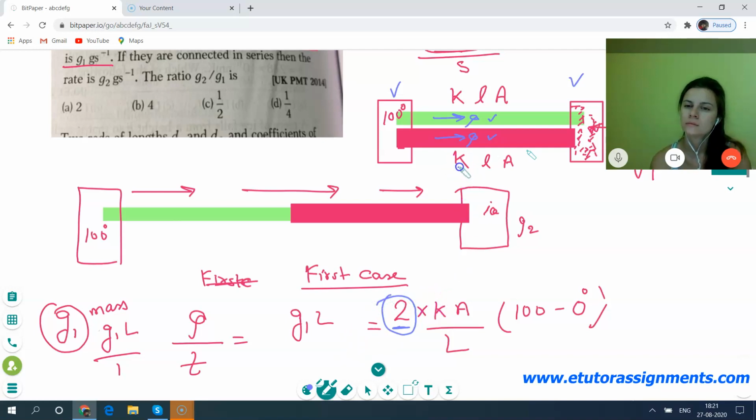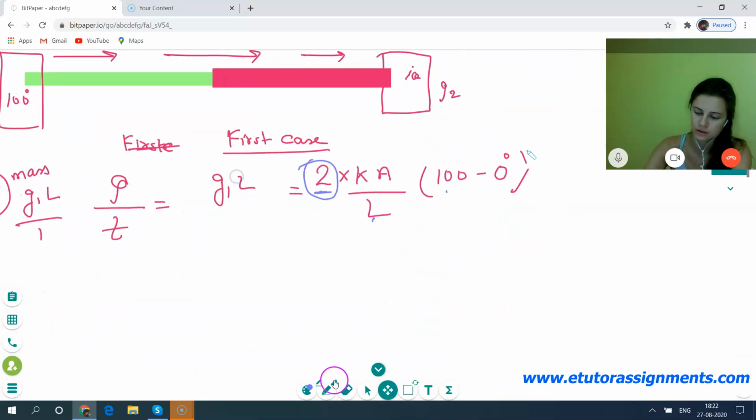K is the constant for one rod, L is the length of one rod, and A is the area of one rod. And the temperature difference will be 100 and 0. Can I write it like this? Agreed?